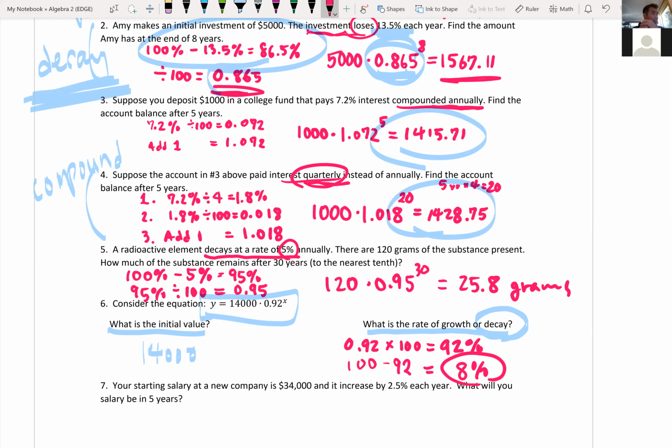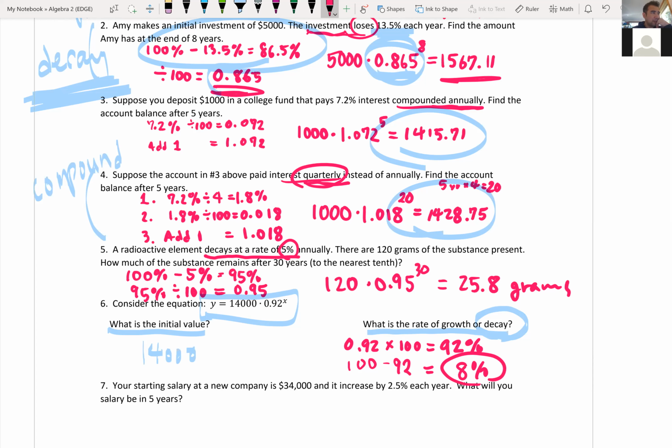Yeah, are you guys okay? So you don't want to say 92% decay. That would be a wrong answer there. But it is 8% decay. Because you're retaining, you're keeping 92%, right? So how much are you still? Wait a second. 92% retention. So 8% decay.